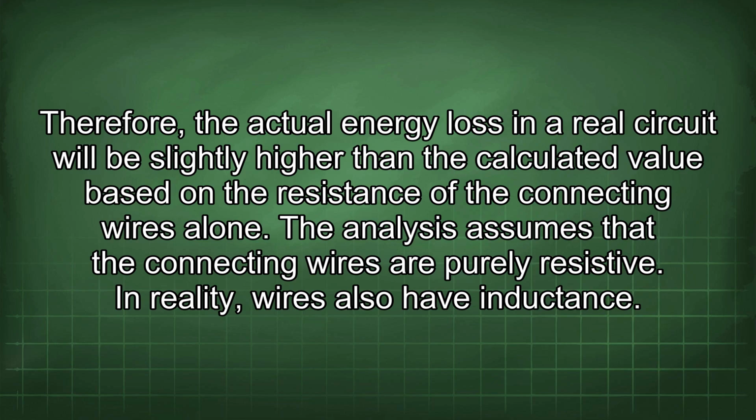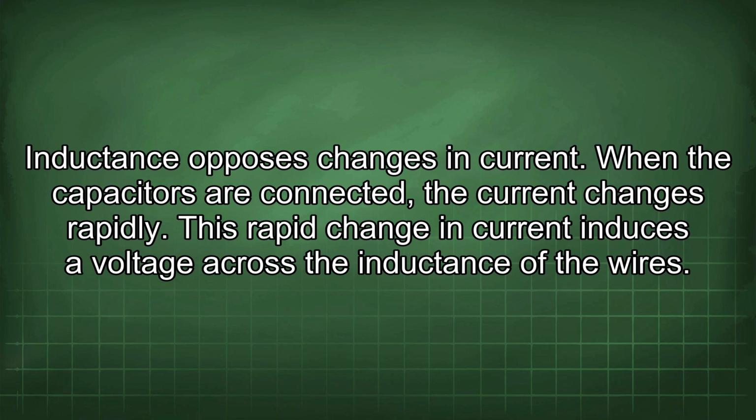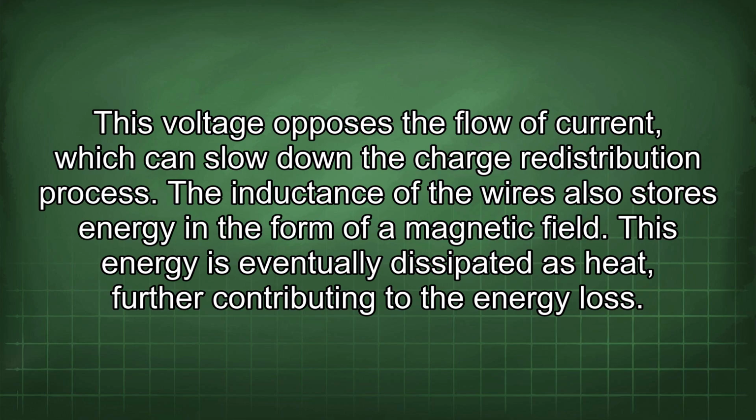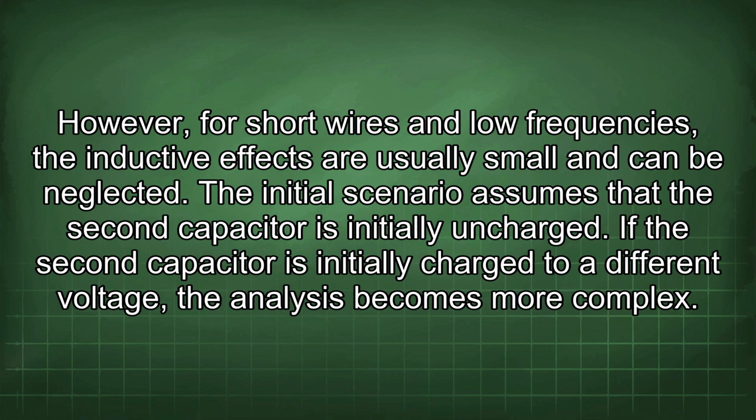The analysis assumes that the connecting wires are purely resistive. In reality, wires also have inductance. Inductance opposes changes in current. When the capacitors are connected, the current changes rapidly. This rapid change in current induces a voltage across the inductance of the wires. This voltage opposes the flow of current, which can slow down the charge redistribution process. The inductance of the wires also stores energy in the form of a magnetic field. This energy is eventually dissipated as heat, further contributing to the energy loss. However, for short wires and low frequencies, the inductive effects are usually small and can be neglected.